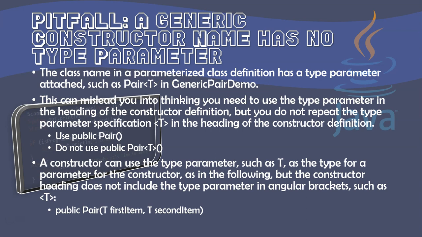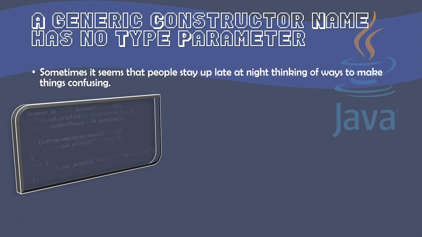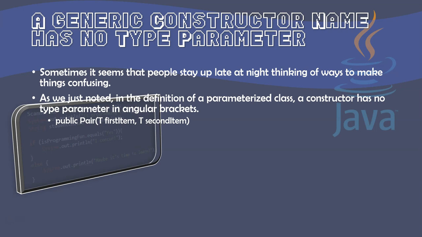A constructor can use the type parameter, such as T, as the type for a parameter of the constructor, but that constructor heading does not include the type parameter angular brackets. So if we look at that, we'll see public Pair(T firstItem, T secondItem). Notice that the angular brackets with the T are nowhere to be found in here. So it's a very important distinction to make sure we do that, otherwise we're going to run into errors. Now, a generic constructor name, like I said, has no type parameters. It might seem confusing how this can be done, and I don't want you to lose sleep over it, because as we noticed, in the definition of the parameterized class, the constructor has no type parameter in the angular brackets. Again, public Pair(T firstItem, T secondItem).